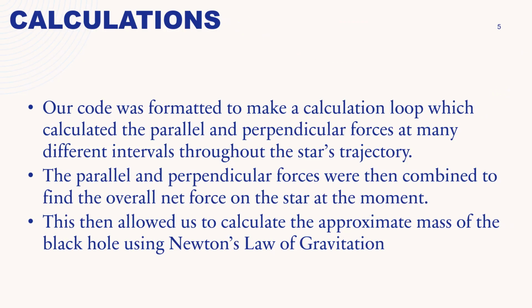Calculations. The code is formatted to make a calculation loop which calculated our parallel and perpendicular forces at many different intervals throughout the trajectory of the star. The parallel and perpendicular forces were then combined to find the overall net force on the star at that specific moment. And then this allowed us to calculate the approximate mass of our black hole using the law of gravitation.